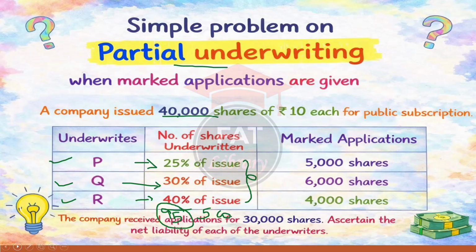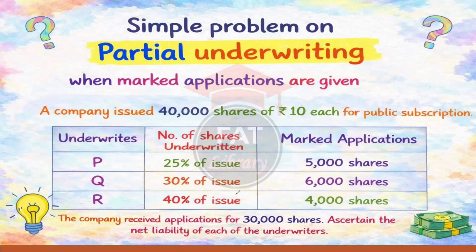Next, marked applications they have given in the name of P is 5,000, Q is 6,000 and R is 4,000. Okay, so now the company received applications for 30,000 shares. Ascertain the net liability of each of the underwriters.